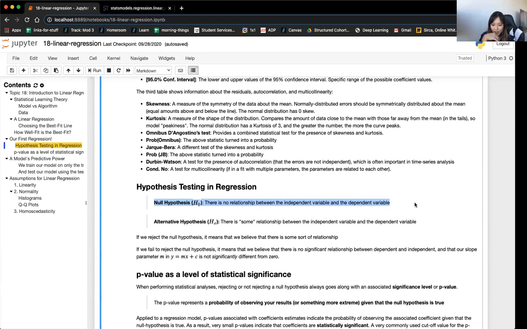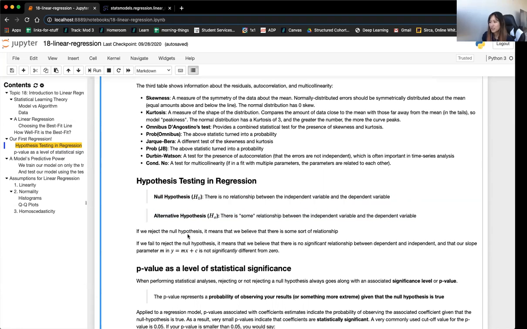It's kind of a weird way of thinking about it, but you're testing them individually, but you're still modeling them all together. I think we can discuss that a little bit more when we get to multiple regression. But the null hypothesis is that there is no relationship between the independent variable and the dependent variable. And to contrast that, the alternative hypothesis is that there is some relationship between independent and dependent variable. So if we reject the null hypothesis, which is if we have a p-value lower than 0.05, it means that we believe that there is some sort of relationship. Cool?